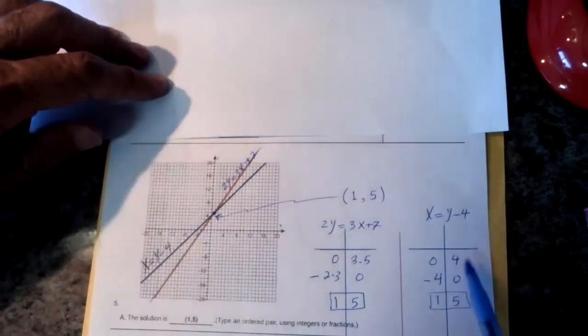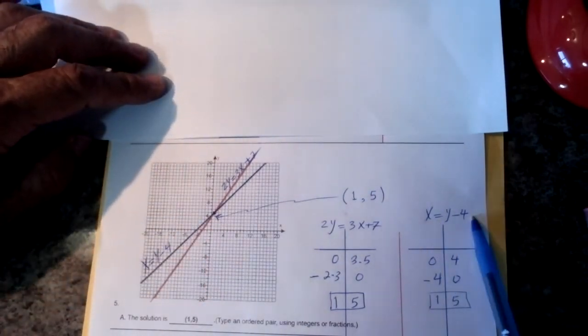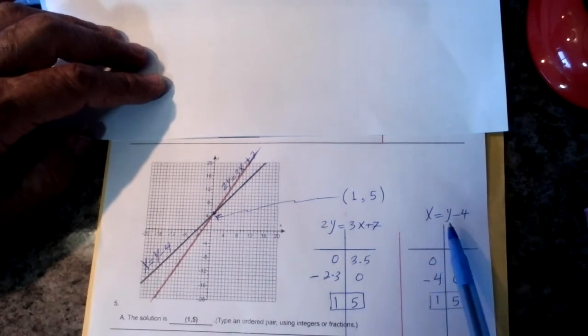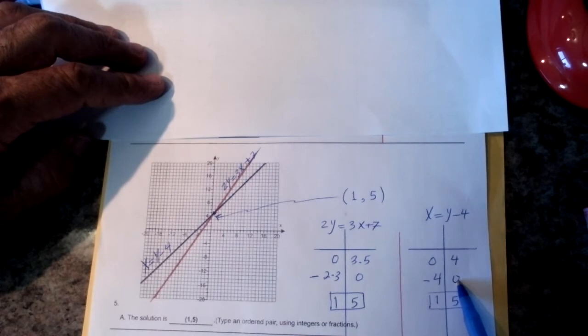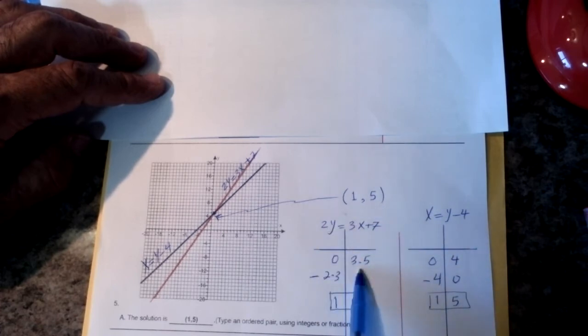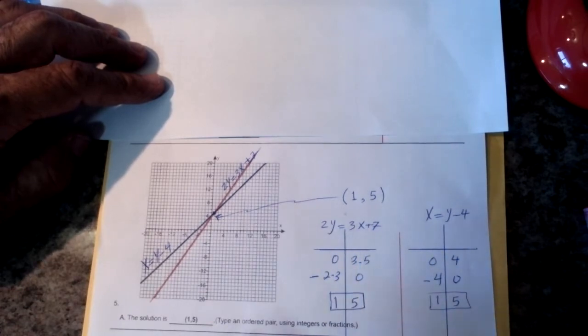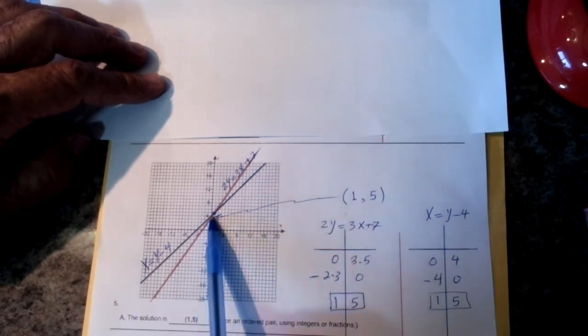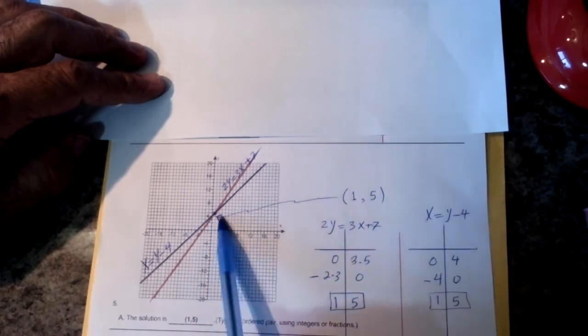First, we want to graph this one, x equal y minus 4. I substitute 0 for x, so y is 4. Then I put 0 for y, x is negative 4. And also on this one, I put 0 for x, find the y value, which is 3.5. You put 0 for y, and you find x is about -2.3. So when you graph these 2, the point of intersection is (1, 5).